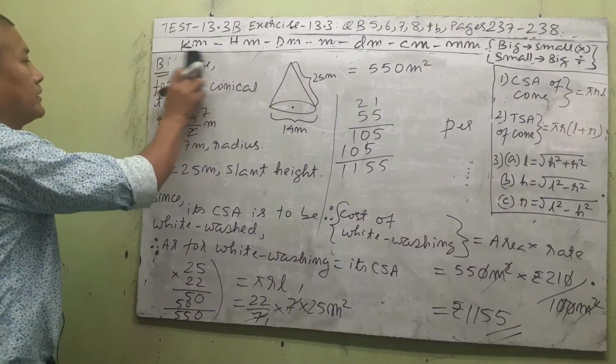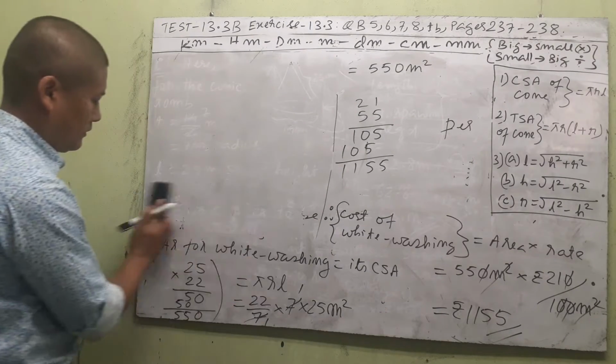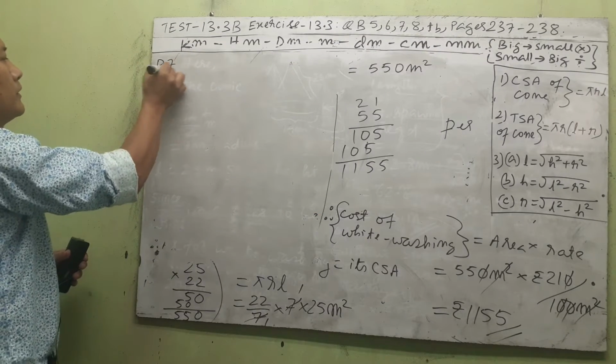B6 done. Then let's go to B7. So here, B7.